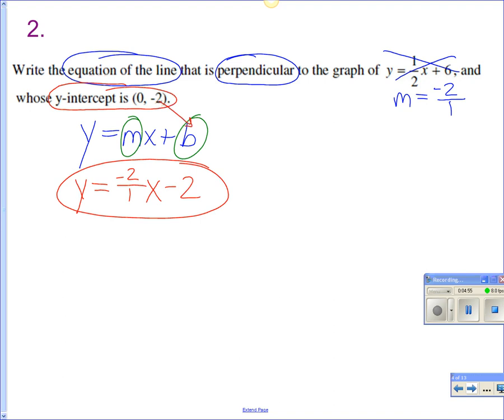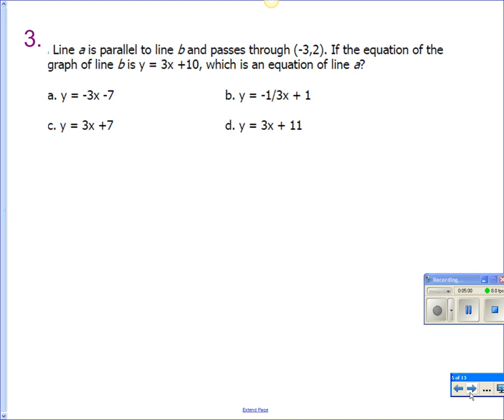Okay, number 3. Line A is parallel to line B and passes through -3, 2. If the equation of the graph of line B is y equals 3x plus 10, what is the equation of line A? We've got a lot going on, so we only need the important stuff. What's something I should circle? Parallel. What does parallel make you think of? Same slope.